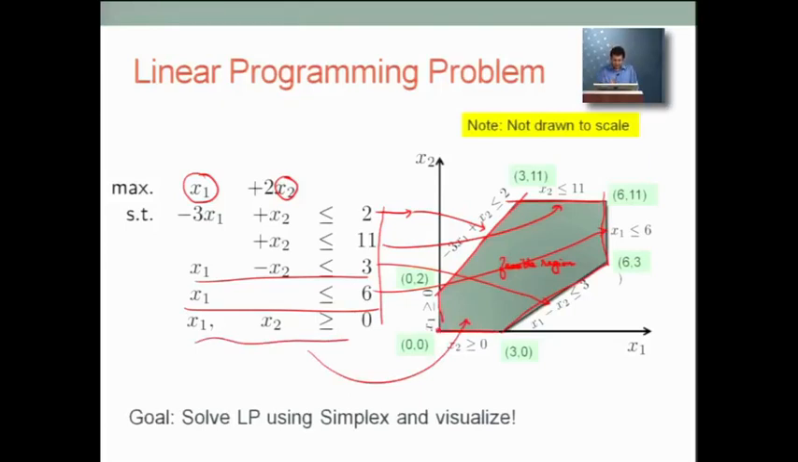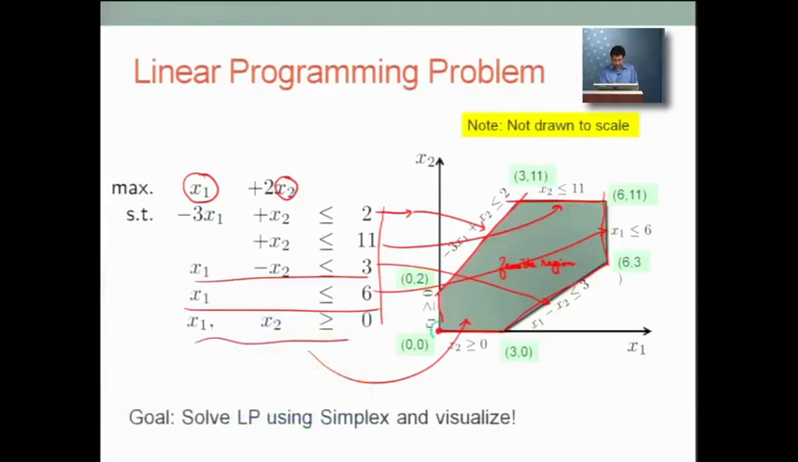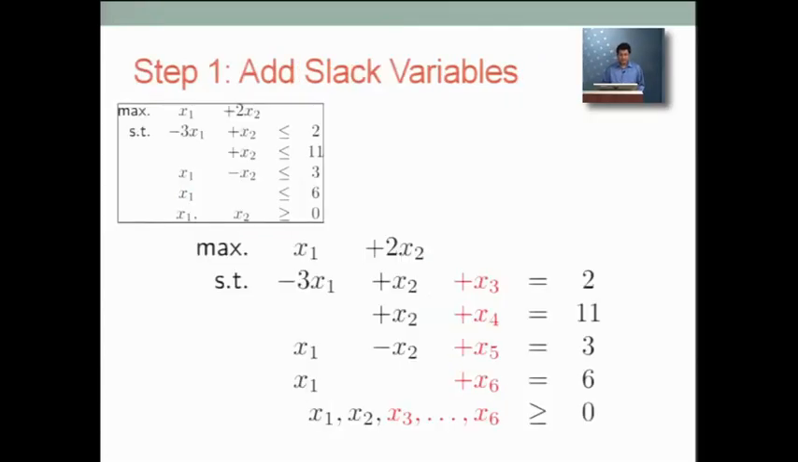Now you can look at the vertices of this polyhedron. So there are going to be many vertices. So here's one vertex: (0, 0), (3, 0), (6, 3), (6, 11), (3, 11), and (0, 2). So there are 6 vertices of this polygon, and we'll see how the Simplex algorithm plays around with this. Okay, so all right, let's get started then.